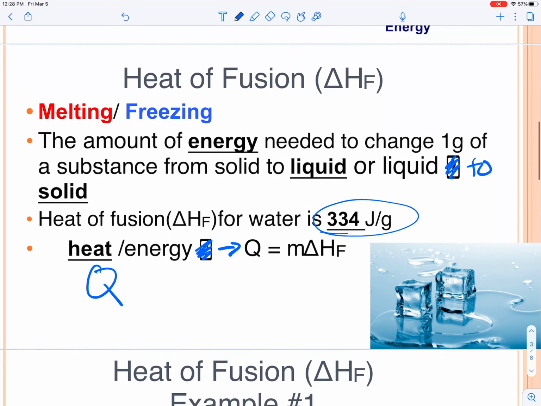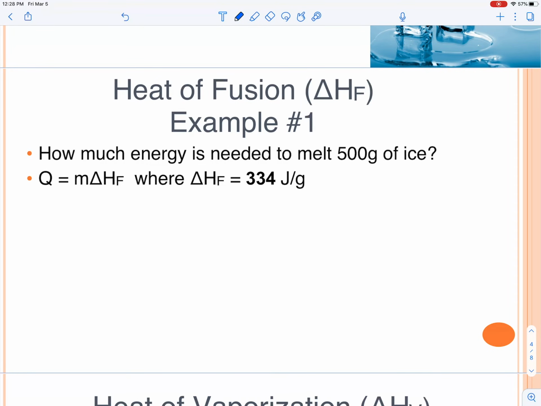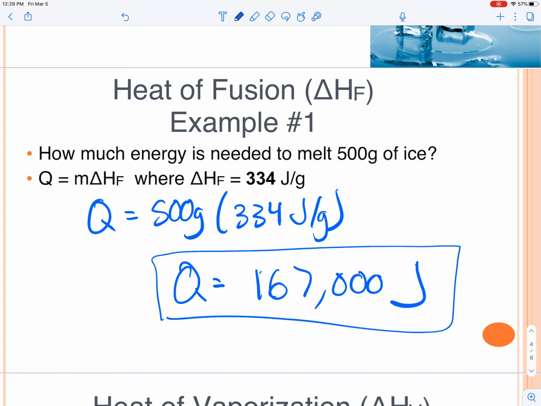Remember, this only applies to melting and freezing. Let's take a look at what a practice problem of this might look like. How much energy is needed to melt 500 grams of ice? We're just going to plug these numbers into our equation. 500 grams times delta HF, 334 joules per gram, and we get 167,000 joules of energy. We use the letter J to represent joules of energy.